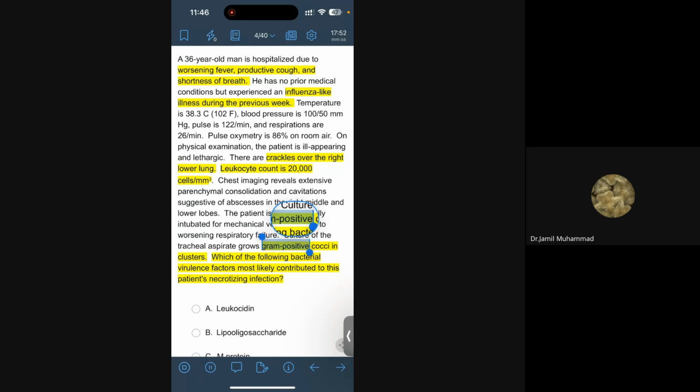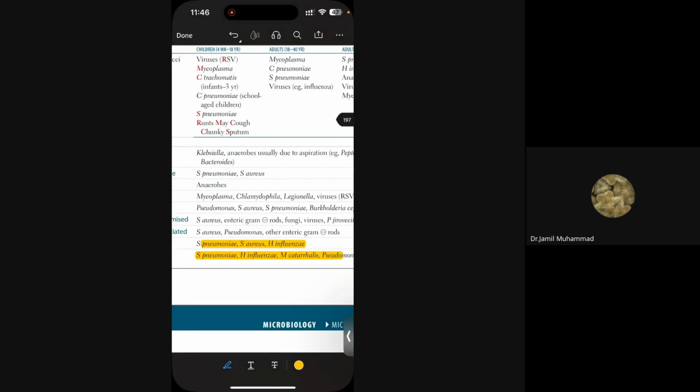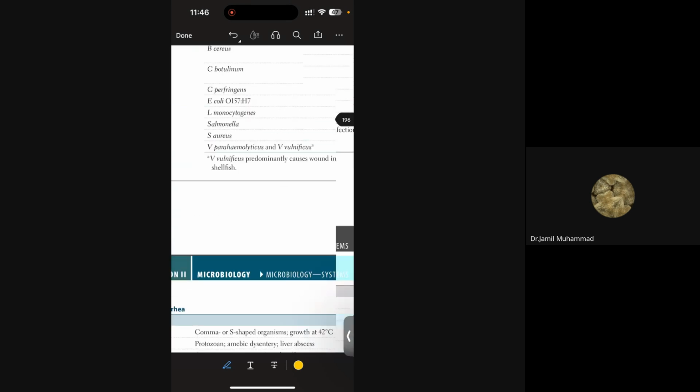The culture shows gram positive cocci in clusters. Haemophilus influenzae is gram negative, right? So Haemophilus influenzae is eliminated. We are left with two options: strep pneumo or Staph aureus. Both of them are gram positive, right?